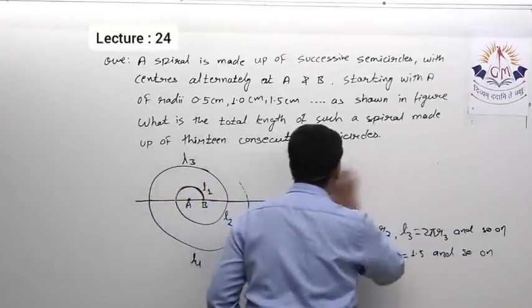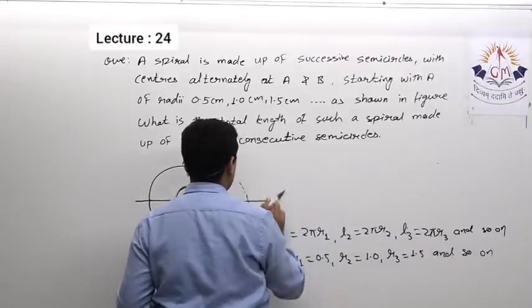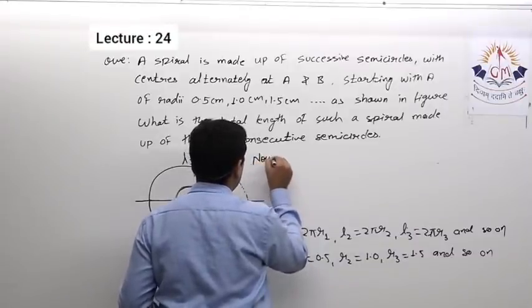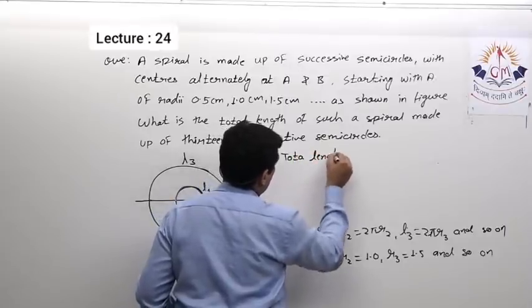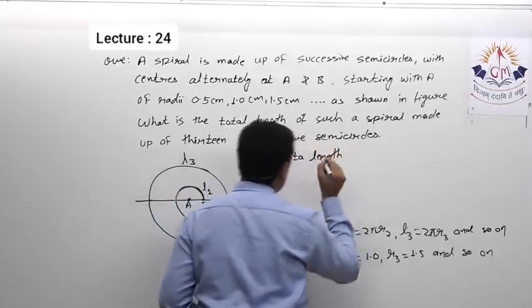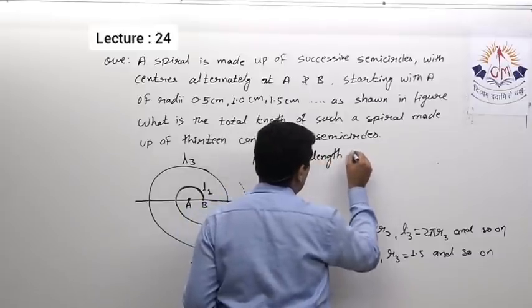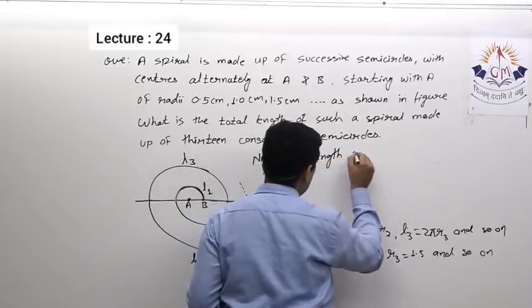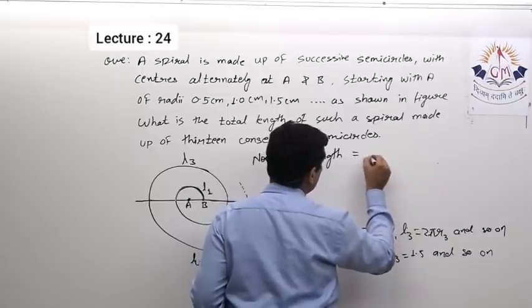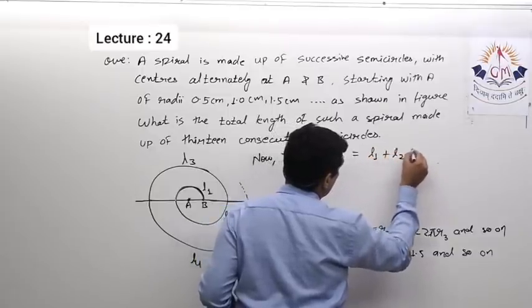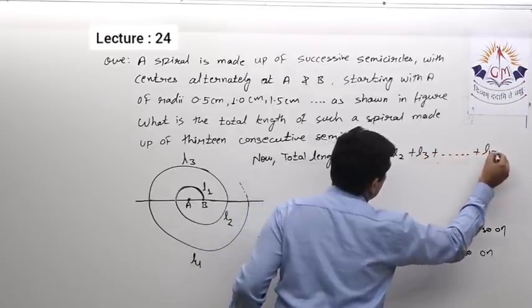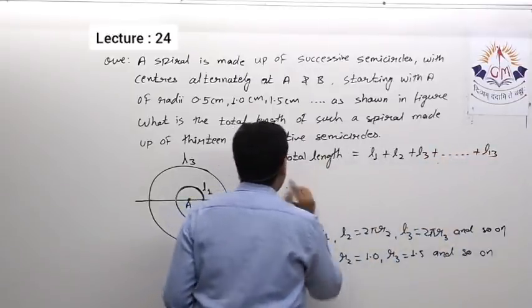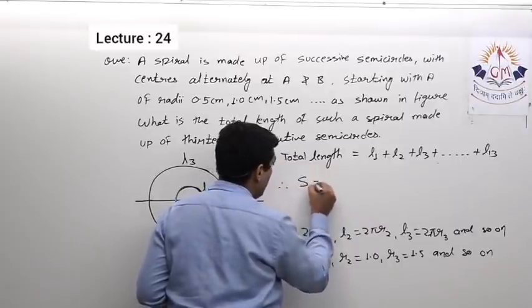Okay, now we'll find the total length. Total length is equal to L1 plus L2 plus L3 up to L13. I'm saying total length is S, the sum.